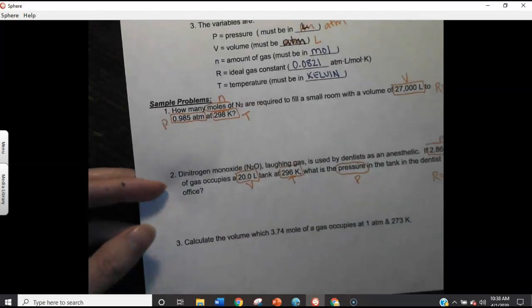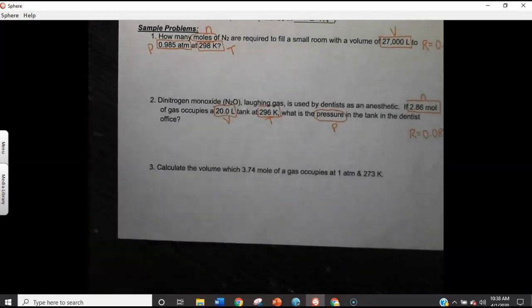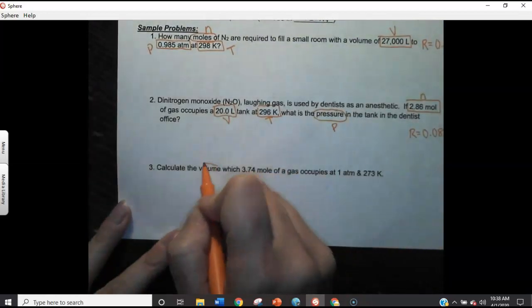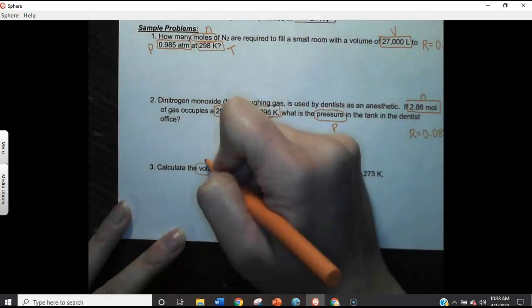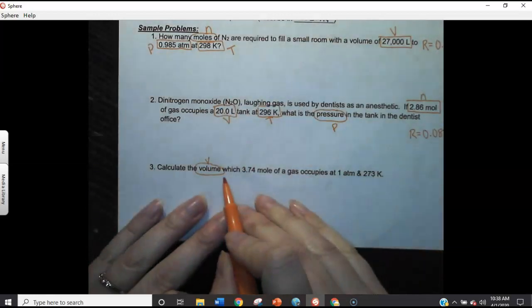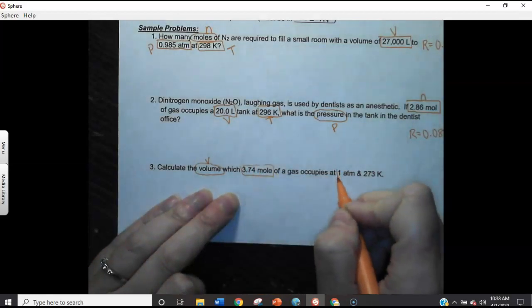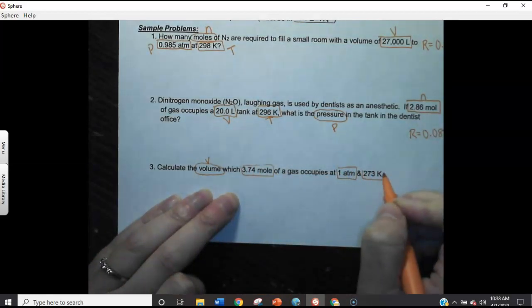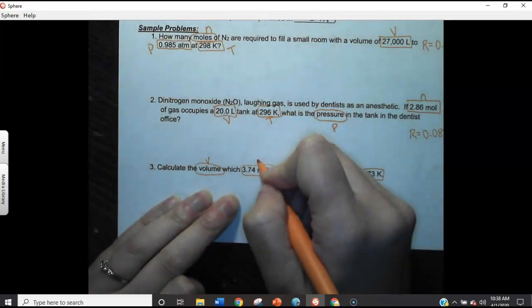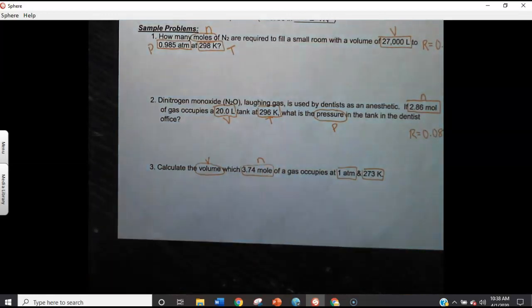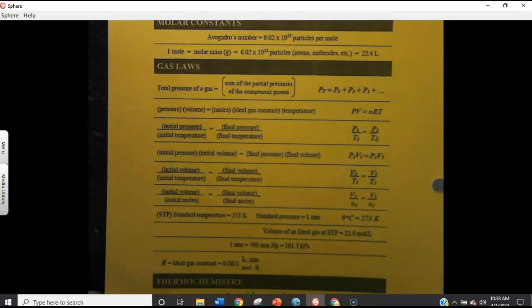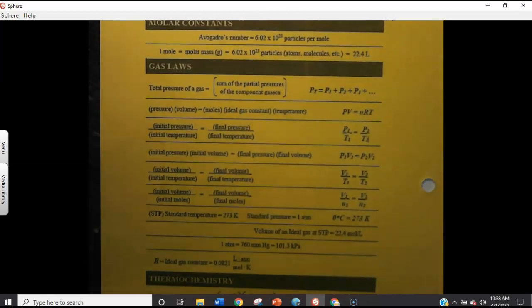Okay, last one to look at with you. Same process, different problem. They're asking you to calculate volume. So I'm going to circle volume as my unknown. Calculate the volume, which, here's a number in unit, here's a number in unit, here's a number in unit. So moles, we put in as N. If you can't remember, y'all, it's back here on your periodic table. You can print one of these off of Canvas.